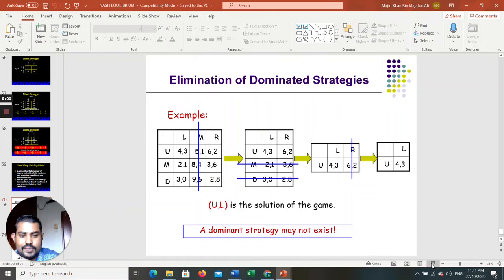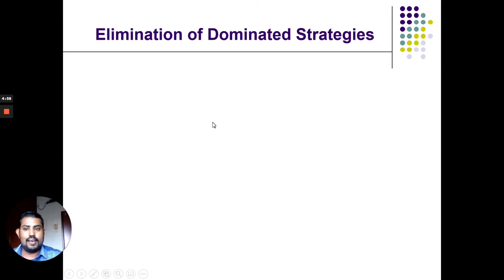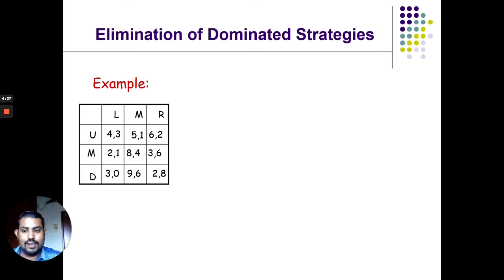Okay, thank you. Okay, let's look at the last method we can use to eliminate dominated strategy. And look here, we only focus on the strictly dominated. That's how I showed in the previous lecture, and also in the Gambit software we only look at the strictly dominated. Okay, so let's say this is the question: 3 5 1 6 2 2 1 8 4 3 6 3 0 9 6 and 2 8.